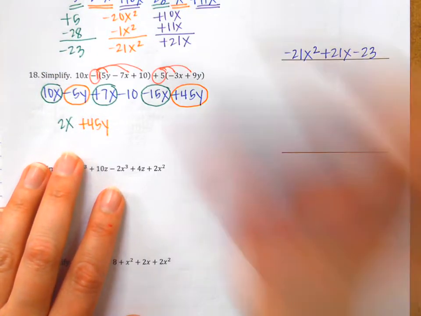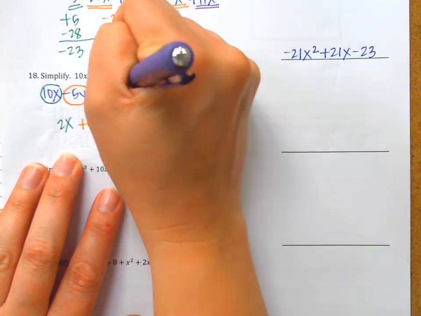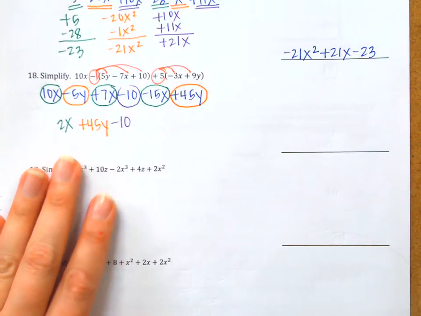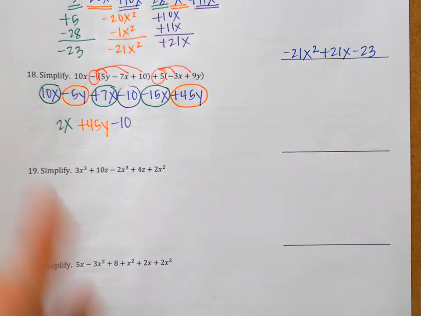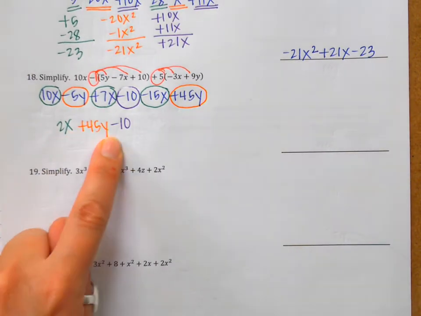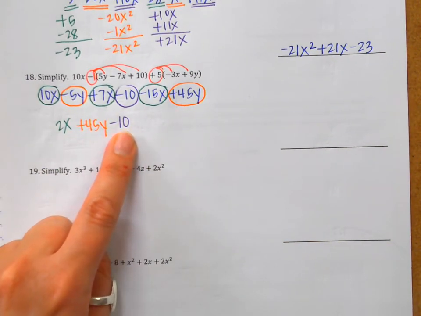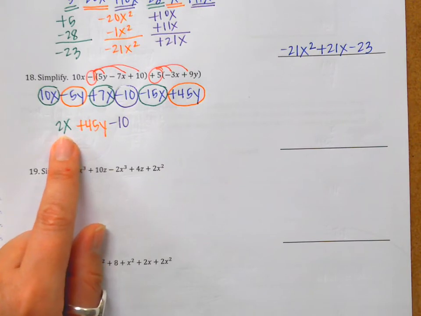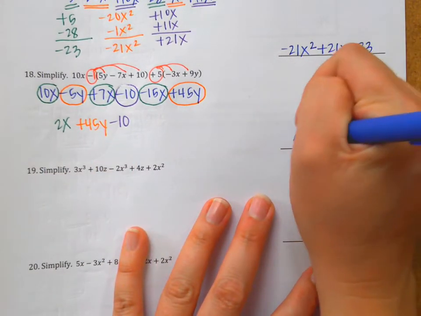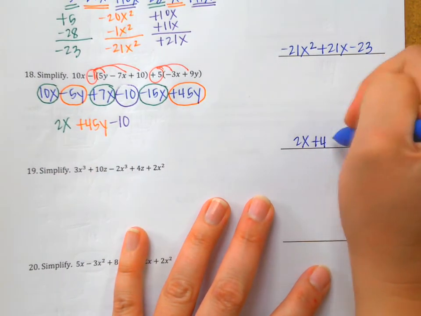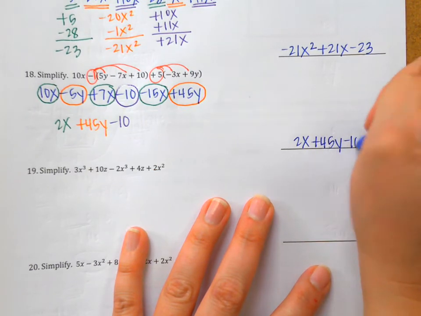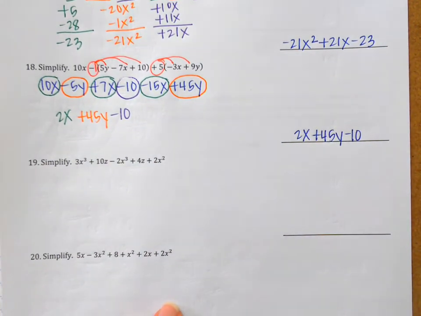And then I have -10 by itself. And then to write it in standard form, all of my exponents are the same except -10. That's always going to be at the end. And so we just do it alphabetically. X comes before y. So 2x plus 45y minus 10. And that's it.